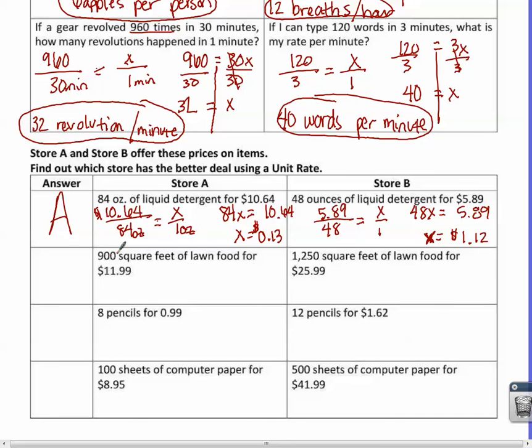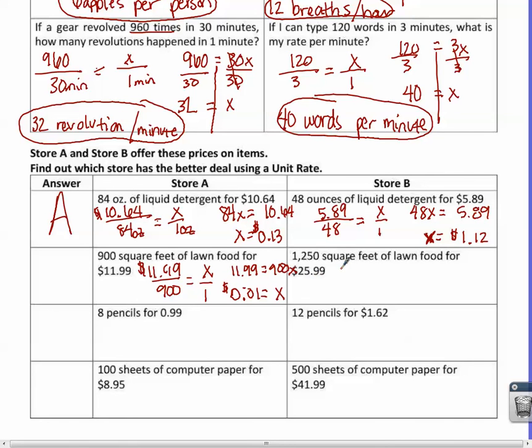Let's do one more together. Same situation here. It's 900 square feet of lawn for $11.99. So you want to know how much it is for 1 square foot. So you set up your problem using the butterfly method, and you solve, and you get that it's 1 cent for every square foot.